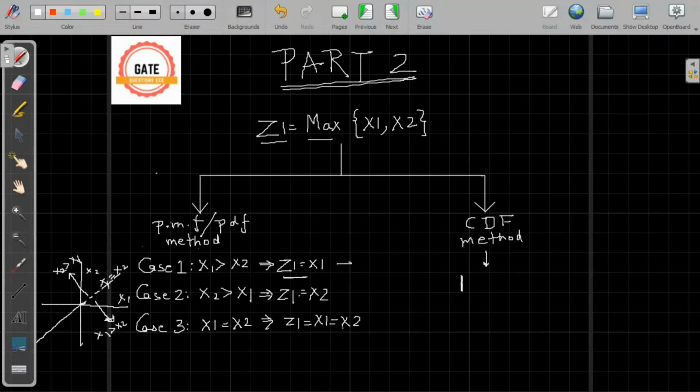So we find out the PMFs in each of these cases, and after finding the PMF of Z1 in each case, we sum them up. We sum all the PMFs and find the overall PMF of Z1. So that was the PMF method. Now we will discuss the CDF method, in which we will use the joint CDF of X1 and X2 to find out the CDF of Z1. And after calculating the CDF of Z1, from the CDF of Z1 we will calculate the PMF of Z1.